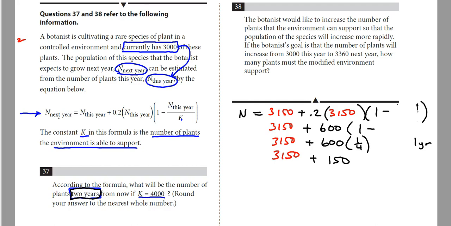This is now going to be 3,150 over 4,000, which I'm probably going to cheat and bust my calculator out on. So let me just do that real quick. Probably been faster just to rewrite this, but bear with me. So I'm going to do 1 take away, parentheses, 3,150 divided by 4,000, which looks like 0.2125.